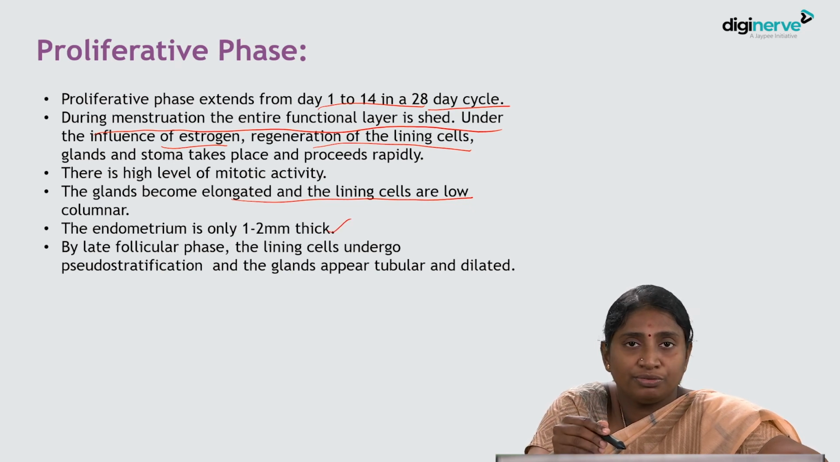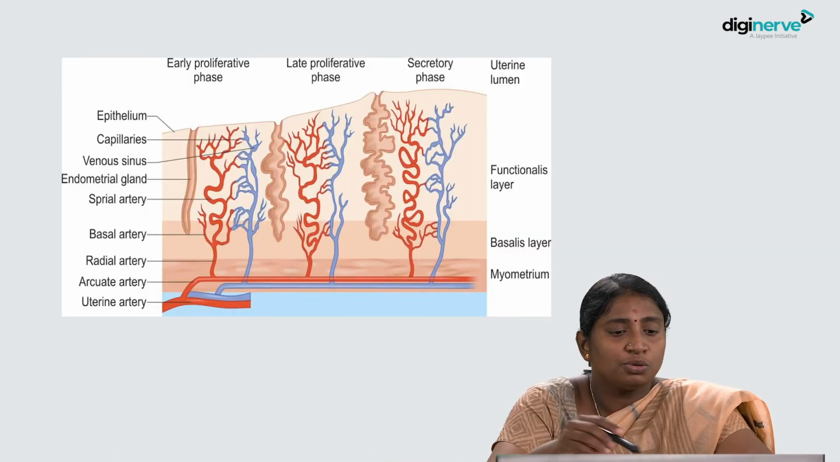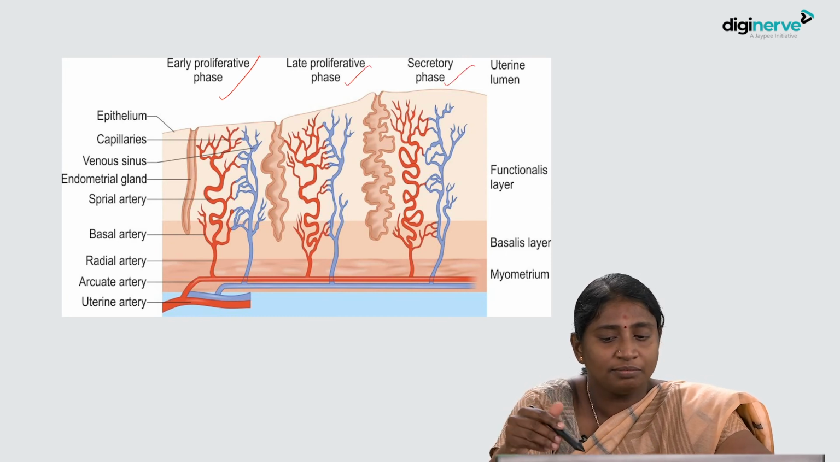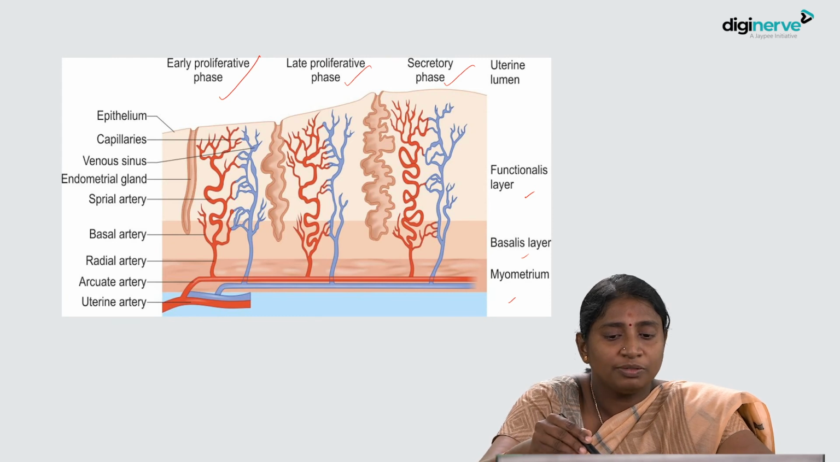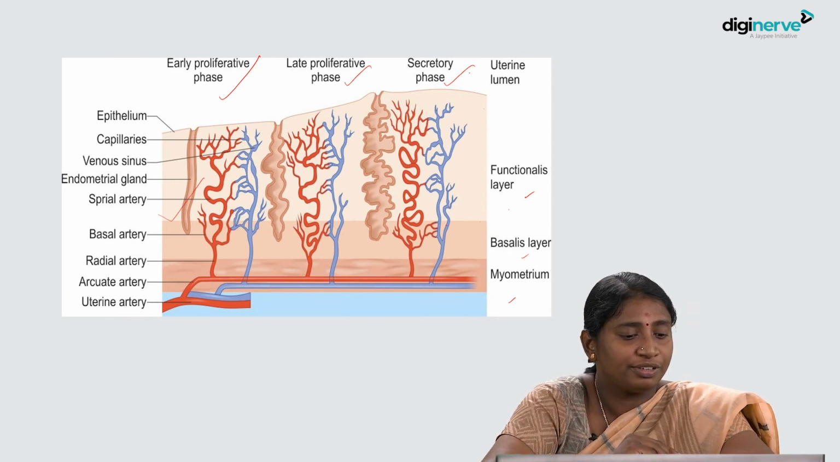In the late proliferative phase, the lining cells undergo pseudostratification and the glands appear tubular and dilated. As you see in this diagram, it shows the early proliferative phase, late proliferative and secretory phase. The functionalis layer, the basalis layer and the myometrium are highlighted. During the secretory phase, the functional layer is very big and increased in size, the vascularity is high and the secretory glands are seen, as compared to the early proliferative phase.